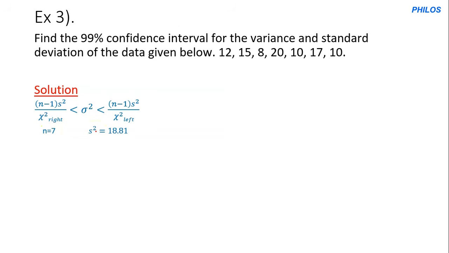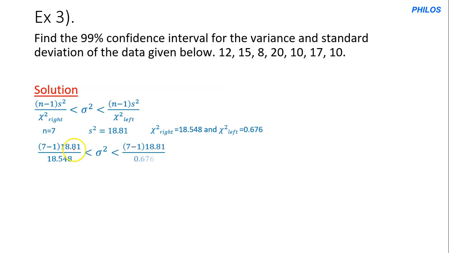So our sample size is 7, and our variance, which is s squared, is 18.81. Please, not standard deviation, but variance. The chi-square right is 18.548, and the left is 0.676. We are going to substitute this into the formula. So that will give us 7 minus 1 times 18.81. For this, you won't square it again. The reason is that the 18.81 is a variance. It's not a standard deviation, so you don't need to square it anymore.